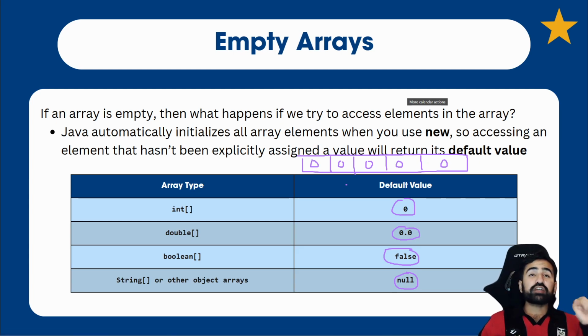So null is a special literal that represents the absence of a value or reference in Java. So it means that that particular variable or object isn't actually pointing to anything. So there's nothing there. So null is, think of it as a synonym for nothing in Java. All right, so yeah, that's empty arrays.